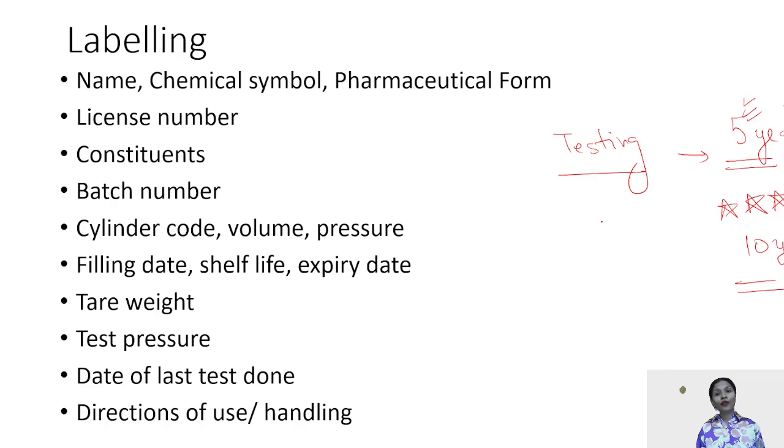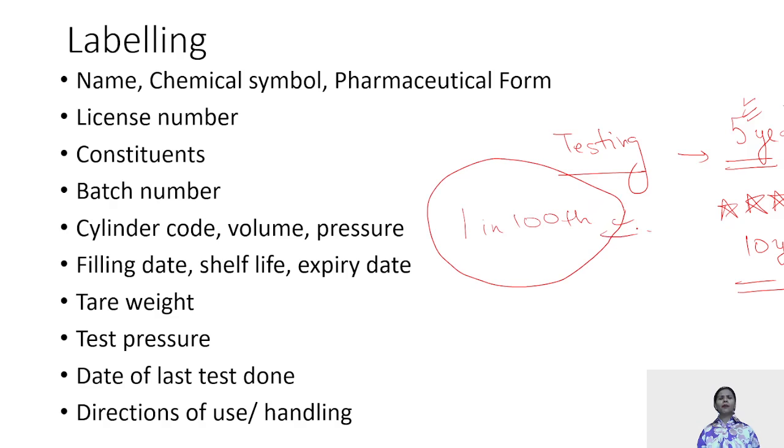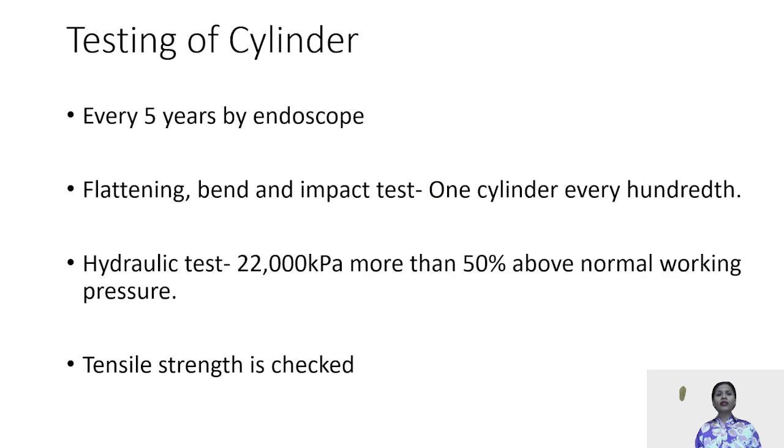And do we have to check each and every cylinder? No, it's not like that. 1 in 100 cylinders is checked in a batch for the impact, for the bending, for the tensile strength, for the hydraulic strength, etc. It's not every cylinder which is tested. It is one cylinder of the 100 in a batch that is tested.